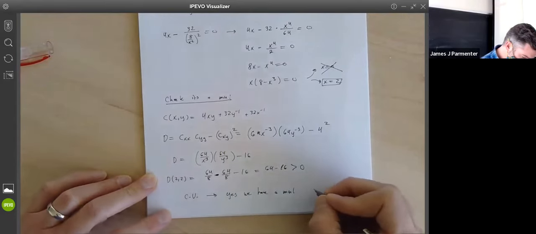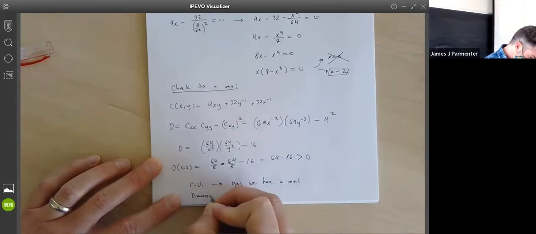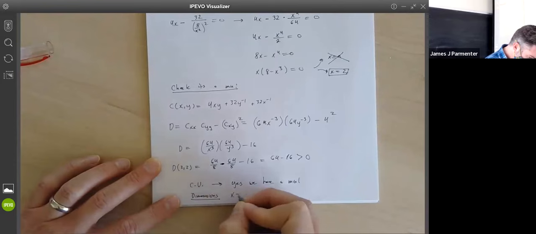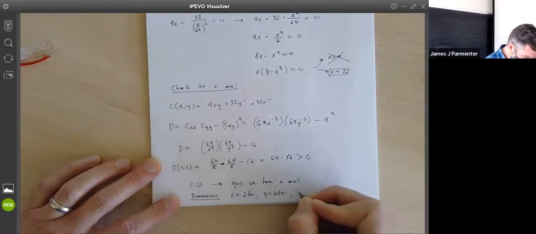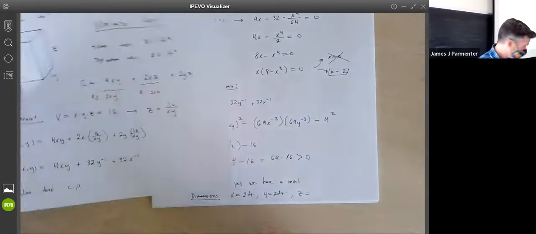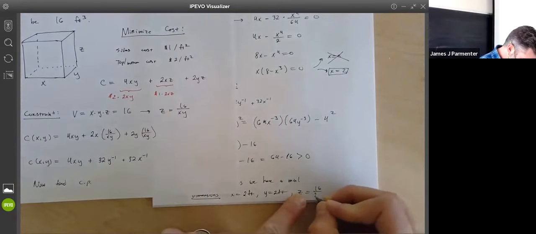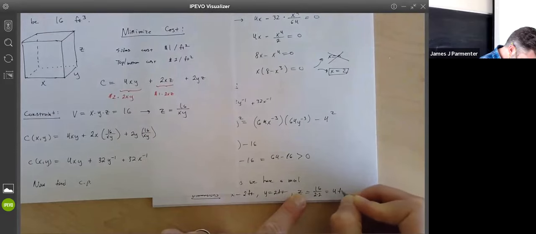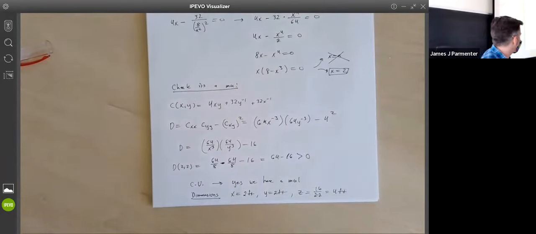And the minimum occurs if the dimensions are x equal to 2 feet, y equal to 2 feet. Oh, we didn't find z. Well, z was 16 over x times y. So z is 16 over 2 times 2, which is 4 feet. So that is our least expensive box that will hold 16 cubic feet if the sides cost half as much as the top and bottom.